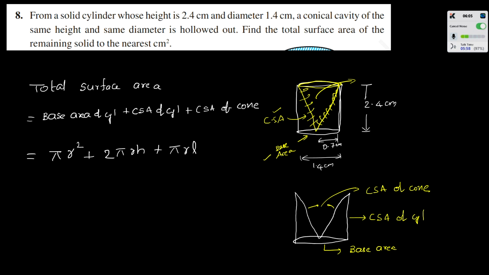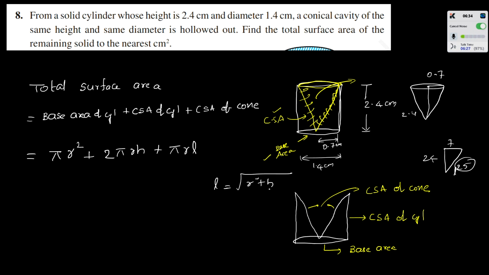Very good, πrl. But since the cone has radius 0.7 and vertical height 2.4, we see a Pythagorean triplet: 24, 7, which gives 25. Otherwise, let us find l like this: l² is r² plus h², so 0.7 squared plus 2.4 squared. You will get 0.49 plus 5.76, which is 6.25, and that becomes 2.5. So anyway, l can be found like this, and you know how to find the l value.